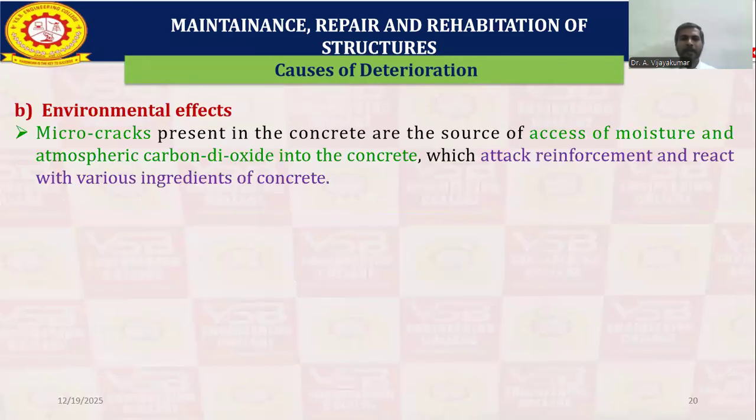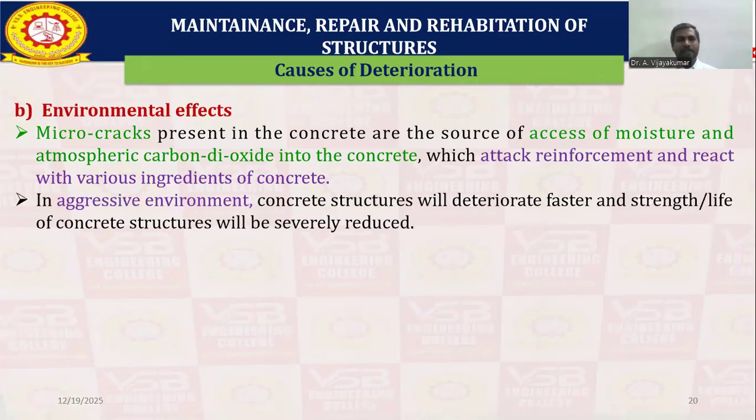Next, environmental effect. Micro cracks present in the concrete are a source of access for moisture and atmospheric carbon dioxide into the concrete, which attack the reinforcement and react with various ingredients, for example alkali aggregate reactions. Okay, the chloride attacks. These are the things. This environmental effect is near industrial areas. The chemicals may travel through the air and water mix, so there may be chances of failure of the structures. So in an aggressive environment, the concrete structures will deteriorate very fast, and the strength and life of the concrete will be severely reduced.